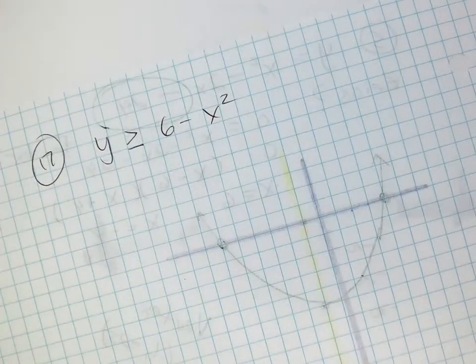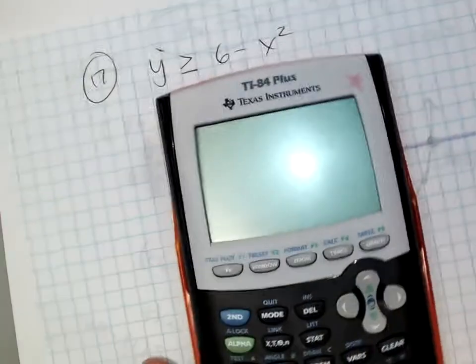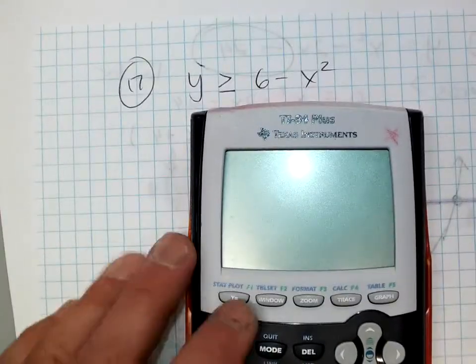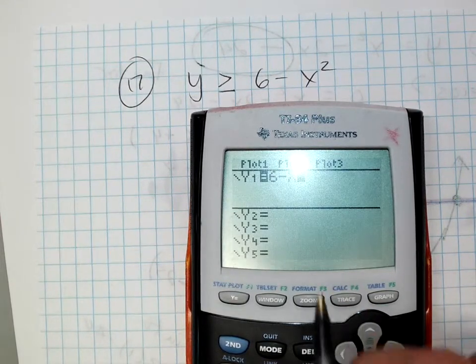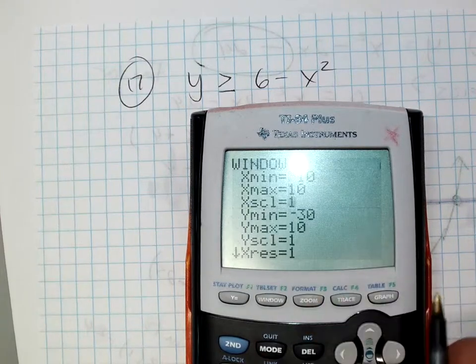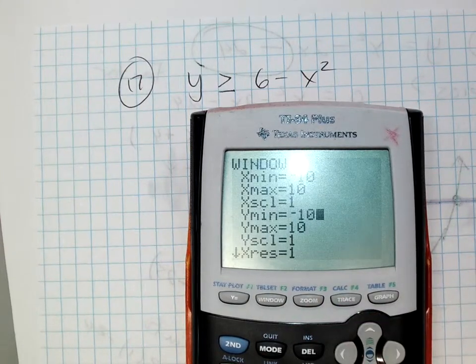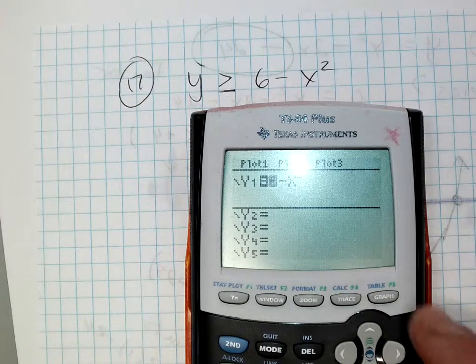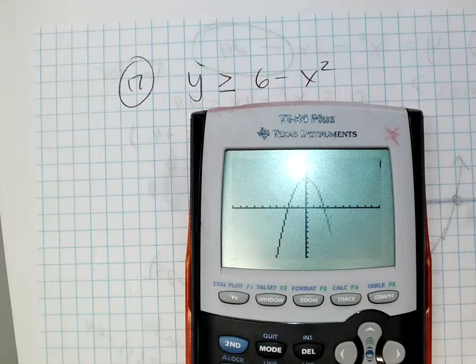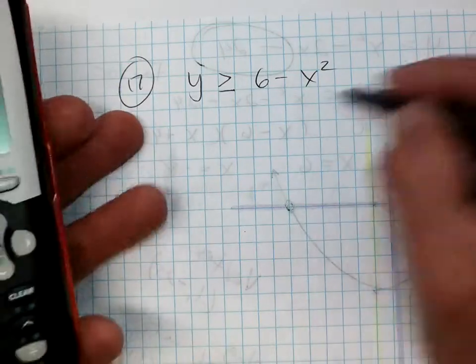All right, I'm going to go slowly. Calculator. Okay? Go to y equals. Go 6 subtract x squared. Okay? Y equals 6 minus x squared, right? Got it? Graph. Boom. Let the calculator do the work. Okay? So it looks like this.